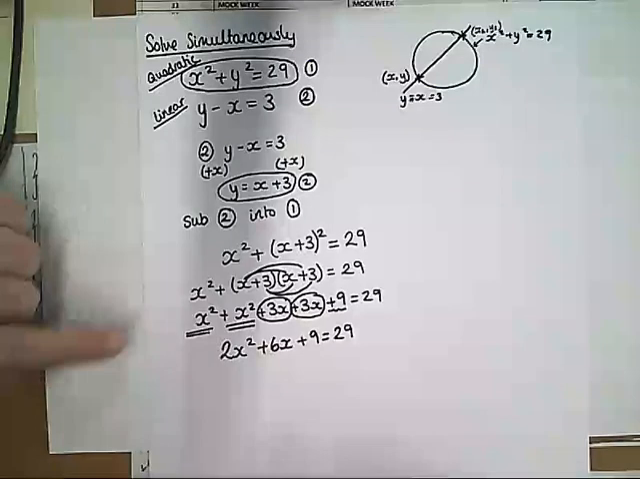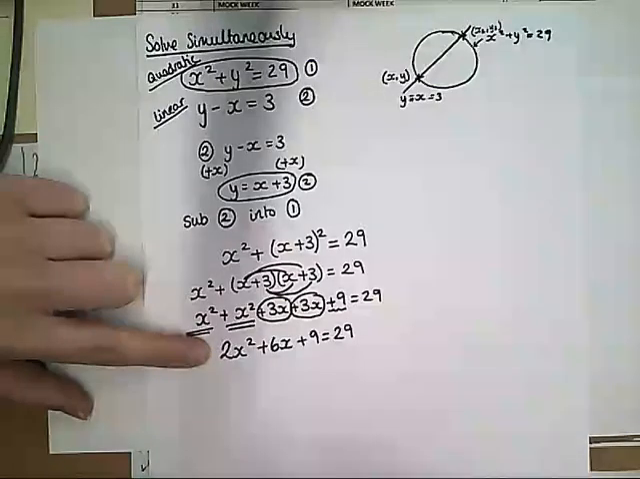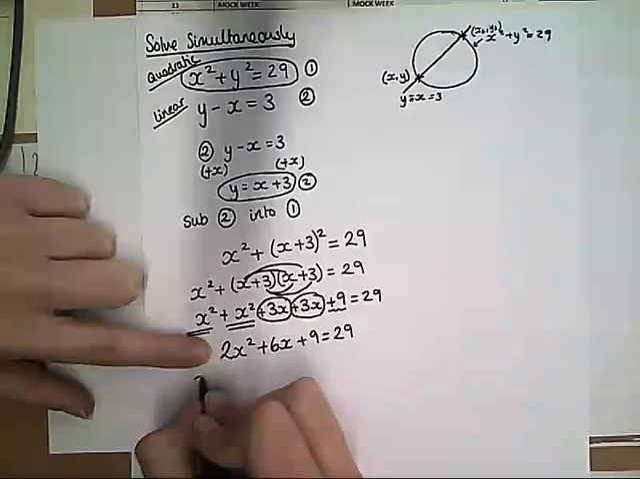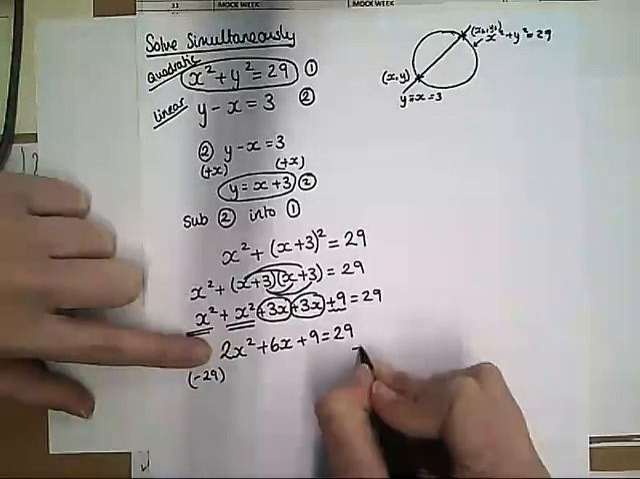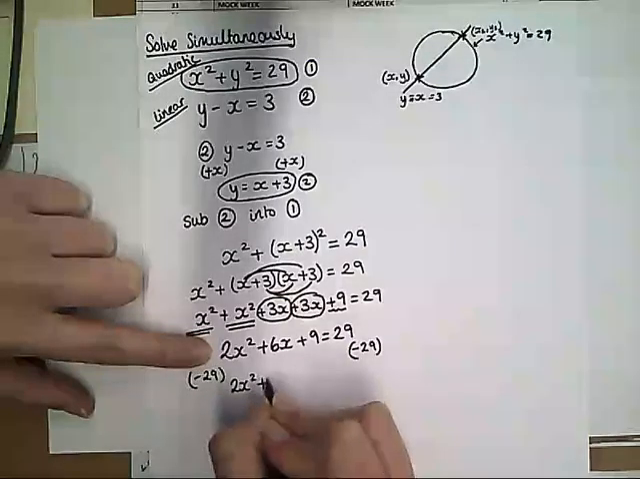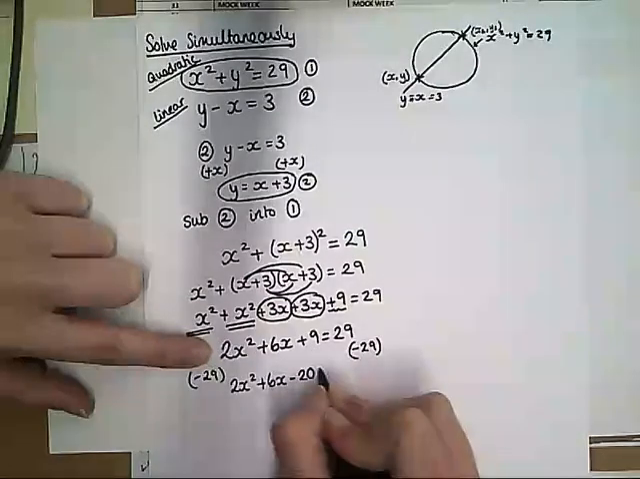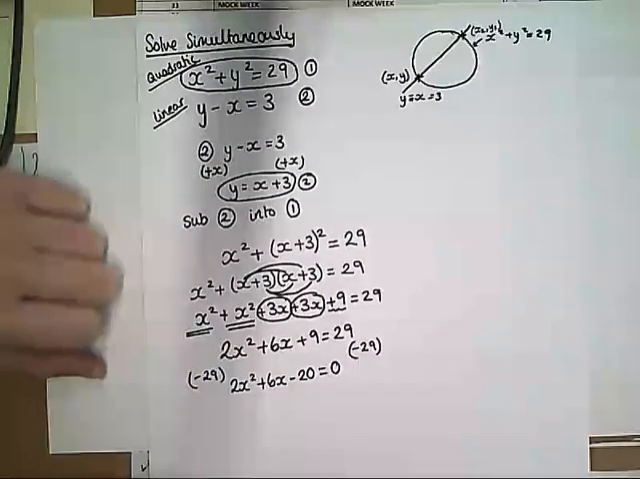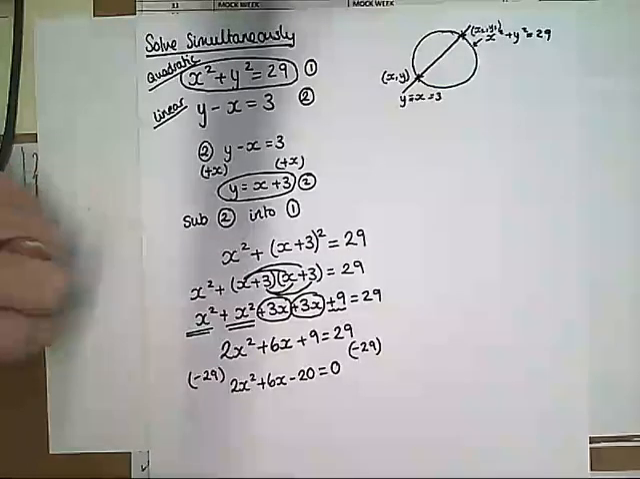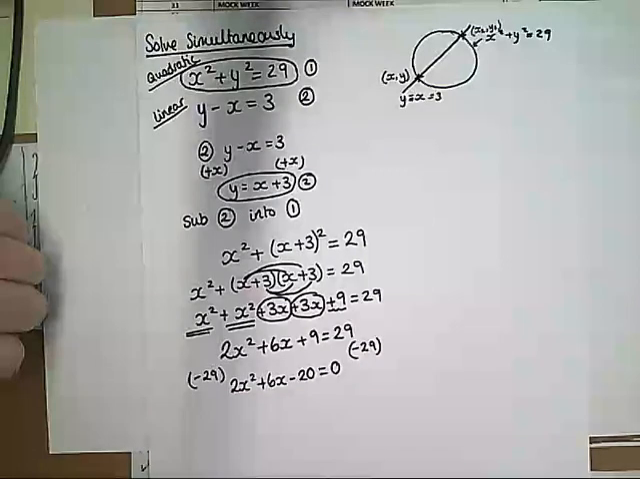Now this is a quadratic equation because it's got an x squared in it, and in order to solve quadratics, it must equal 0. So to get this to equal 0, we are going to subtract 29 from both sides of our equation. When we do that, 9 take away 29 is minus 20. We have then got to factorise it.